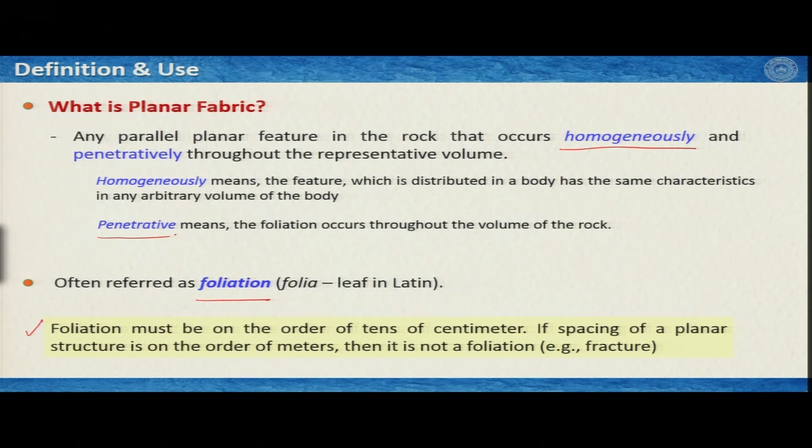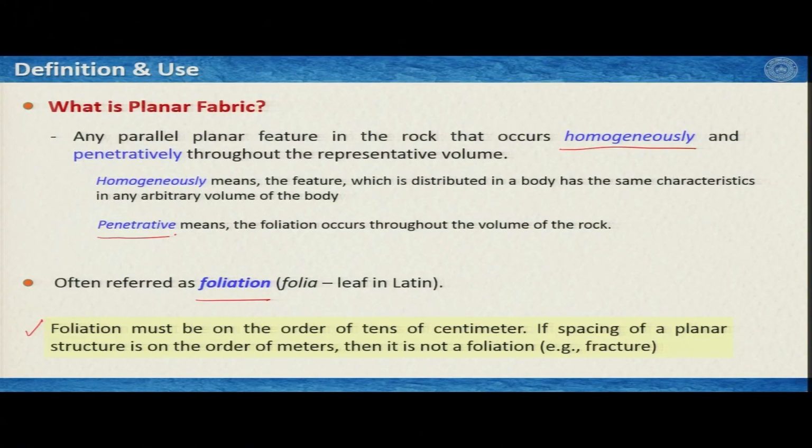Foliation must be on the order of tens of centimeters. So, the repetition or the spacing between the two planar fabrics must be within 10 centimeters or less. Now, if the spacing is much higher, then we do not consider them as a foliation, because it is not worth studying their features, and they may not be representative. For example, you can consider fractures or joints. They occur at very large spacings, and you may not consider them as a foliation.